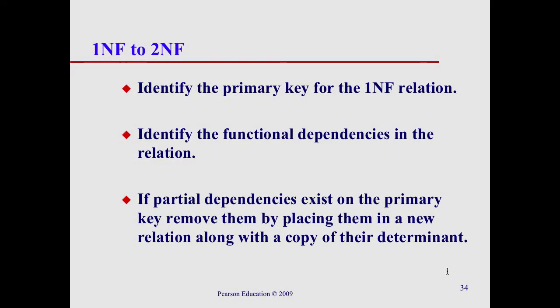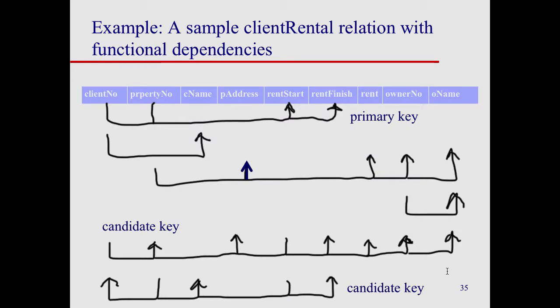So of course, I chose an example that had multiple attributes for the primary key. The example was a lease agreement. The book calls it a client-rental relation, but what it really is is a lease. And we went through these relationships last time and decided that the client number and the property number would be the primary key.